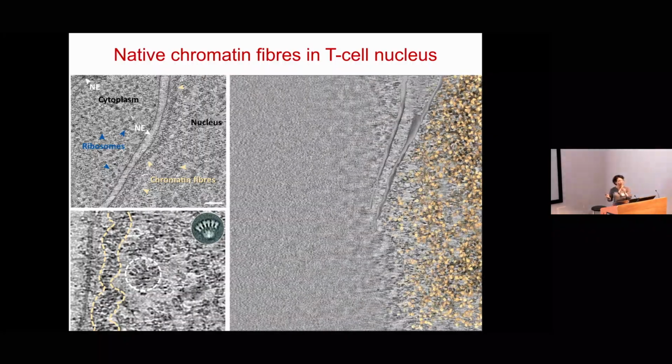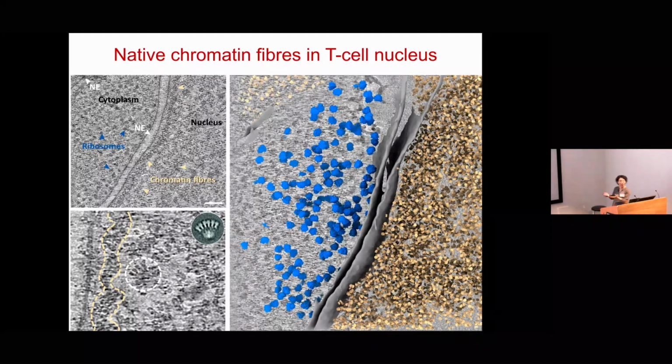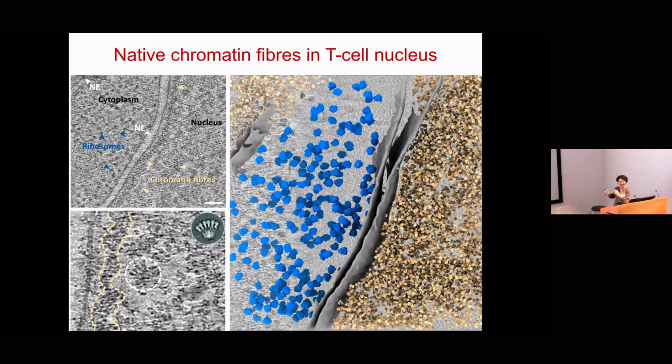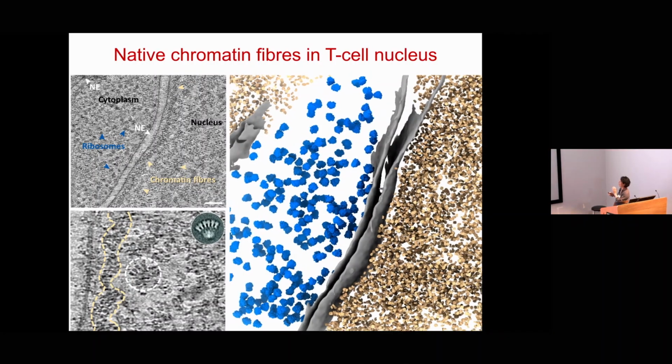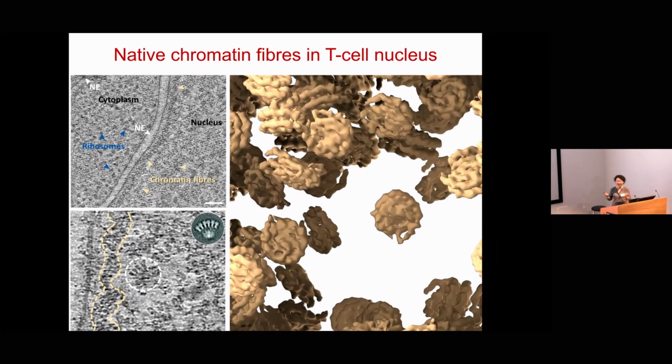Those are really small, 200 kilodalton particles. We can see them in the cell, in situ, in the native live cell. And we can pick out all those small particles and arrive at a subtomogram averaging structure, which is at about 11 to 12 angstrom resolution. You can see the nucleosome structure there.